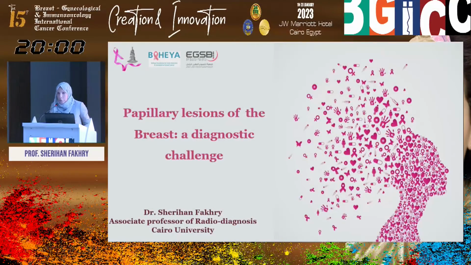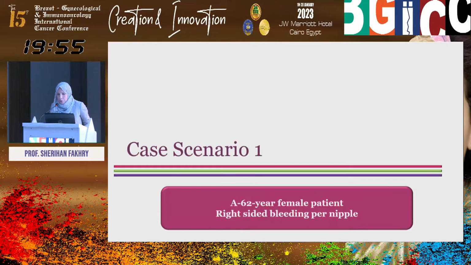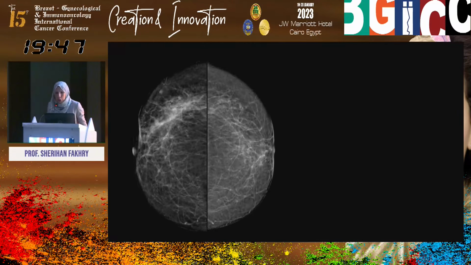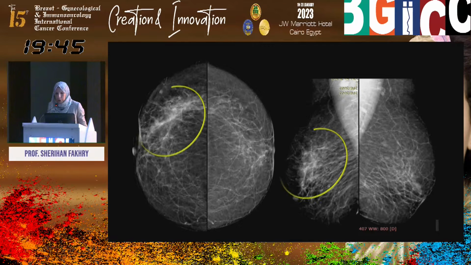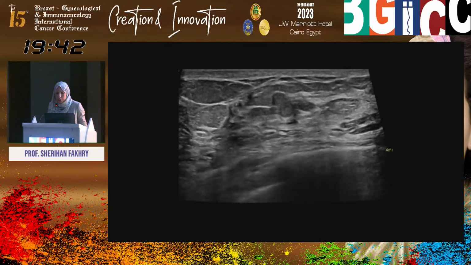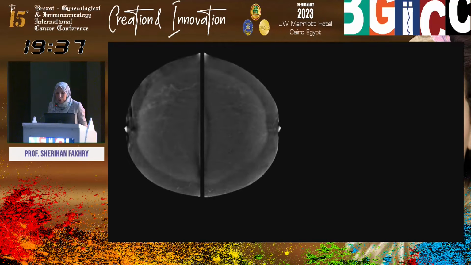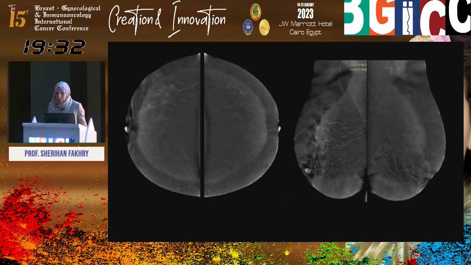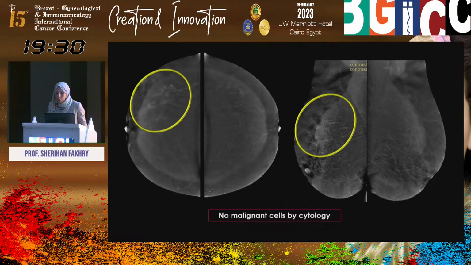This session is about papillary lesions of the breast, and I will start it with 3 case scenarios. The first case is about a 62-year-old female patient with right-sided bleeding per nipple. Her mammography showed right breast focal asymmetry with corresponding dilated ducts showing echogenic contents. By contrast-enhanced mammography, there was a segmental non-mass enhancement. There were no malignant cells by cytology, and pathology revealed intraductal papillomas.